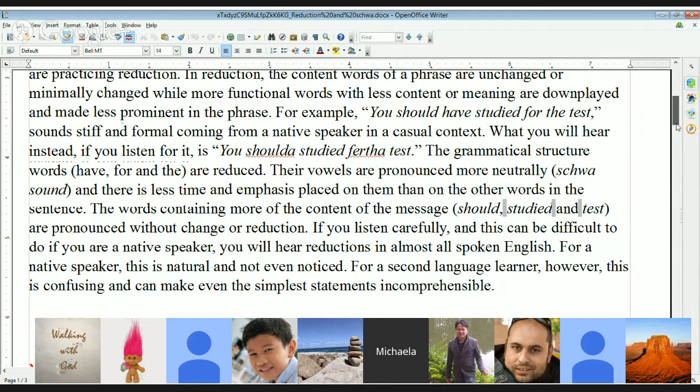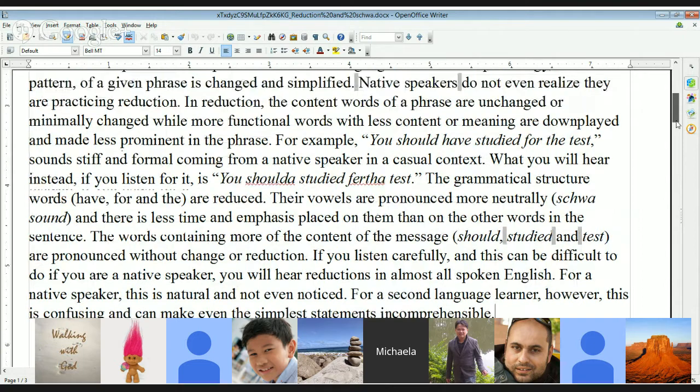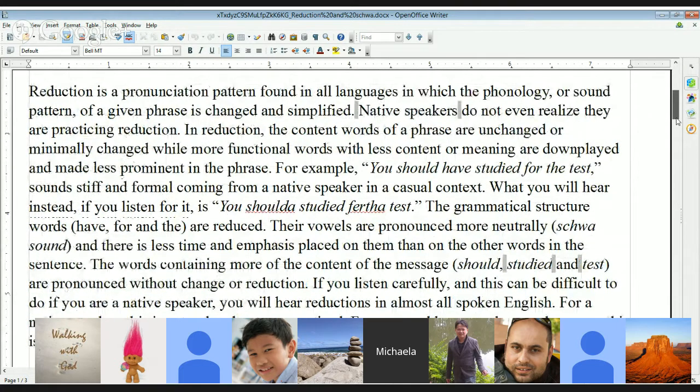Any questions on all that info before we move on and see some more examples? No, but I think understanding a native speaker in this way is the key for understanding English.